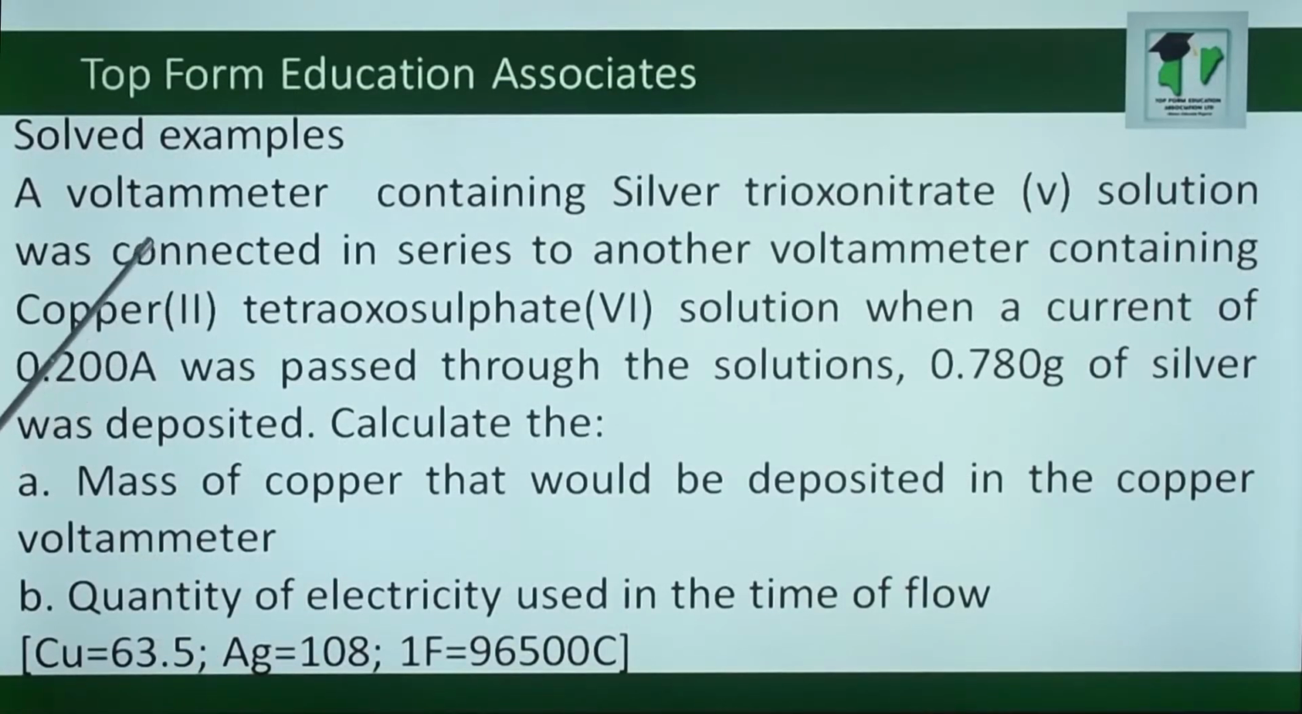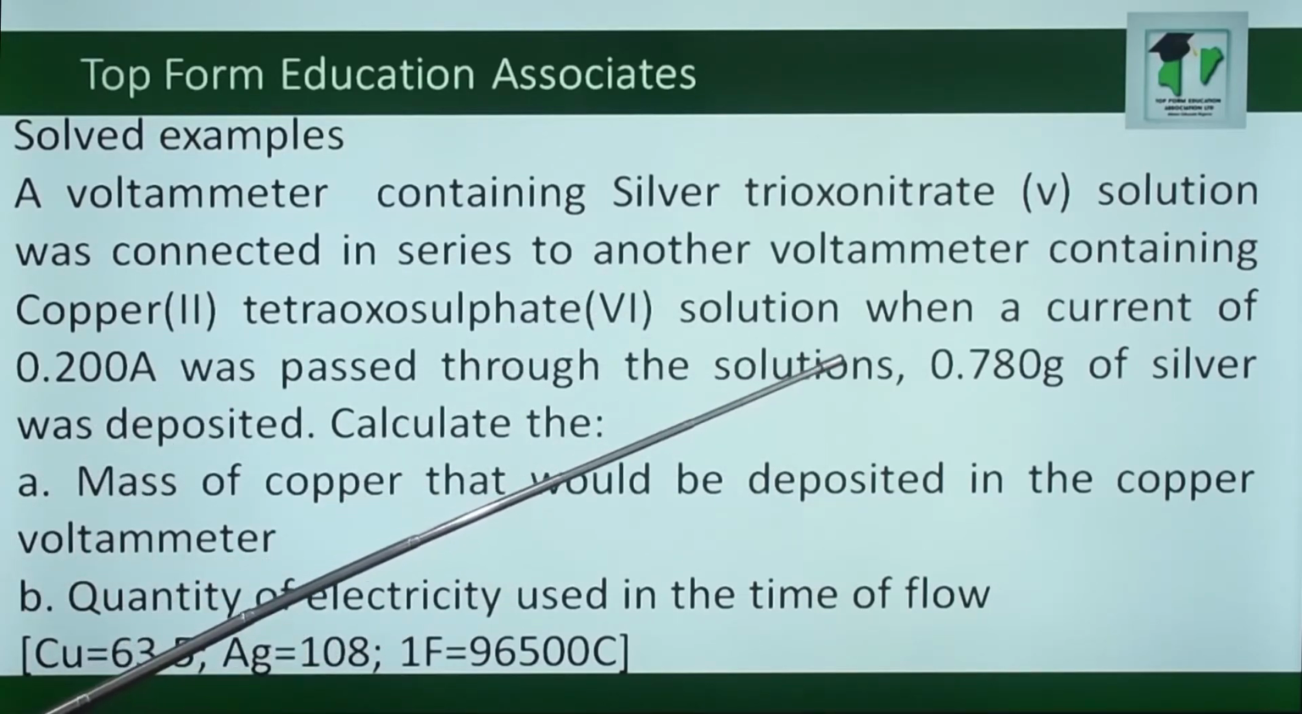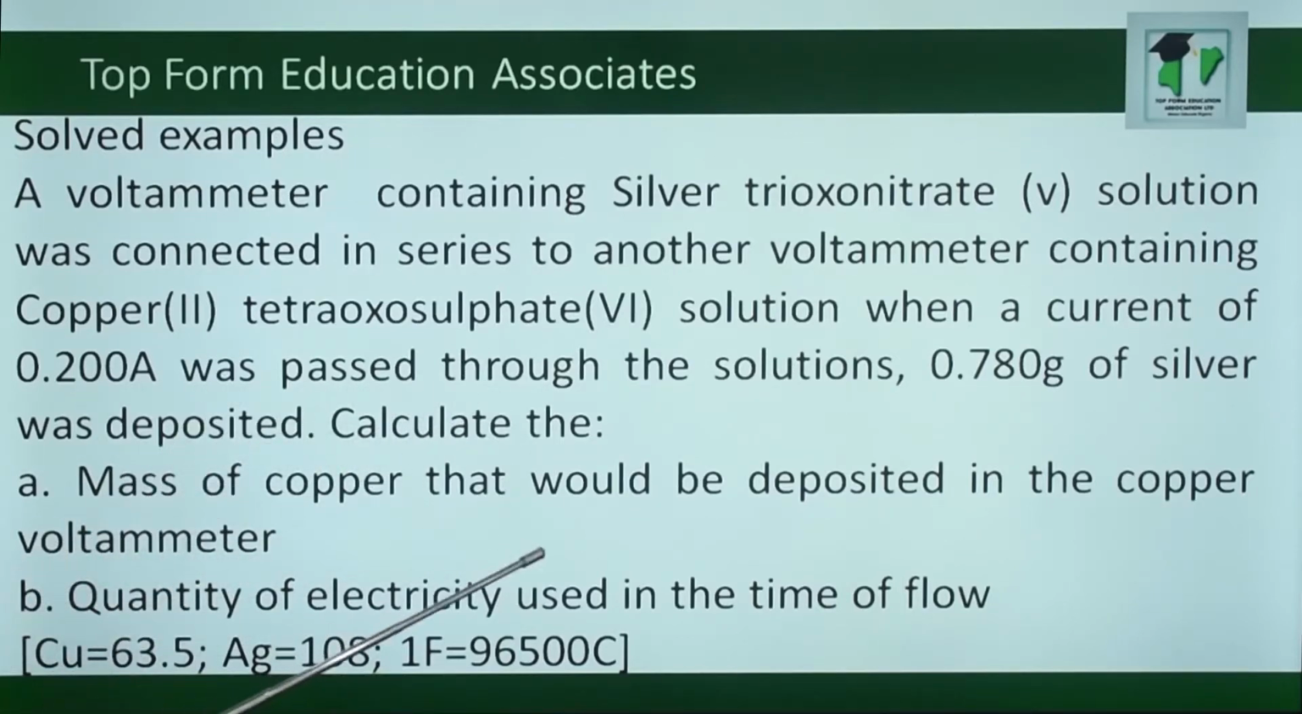Solve the examples. A voltameter containing silver trioxonitrate(V) solution was connected in series to another voltameter containing copper(II) tetraoxosulfate(VI) solution when a current of 0.200 amperes was passed through the solutions. 0.780 grams of silver was deposited. Calculate A, the mass of copper that will be deposited in the copper voltameter. B, the quantity of electricity used and the time of flow.